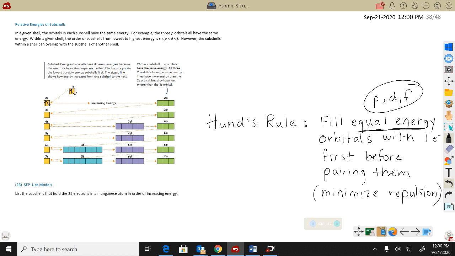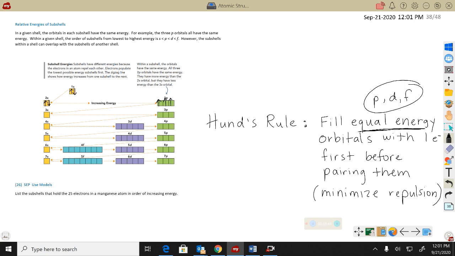Electrons are all negative, and we try to spread them out if possible. But this has to be equal energy orbitals. So for example, when I get to the 2p orbitals and I'm filling them with electrons, we're going to fill them with one electron first. I don't want these electrons to fight with each other, just like I don't want my kids to fight with each other. So if I can put them in their own room, I'm going to do it.